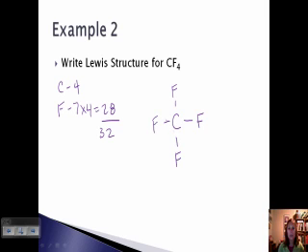Carbon is now sharing 2, 4, 6, 8, so carbon's octet rule is satisfied. Now let's do fluorine. We have 2, 4, 6, 8 on each of the four fluorines. Because remember, none of these are hydrogen, so we want to satisfy the octet rule. Now let's count up how many we used. We have 2, 4, 6, 8, 10, 12, 14, 16, 18, 20, 22, 24, 26, 28, 30, 32. I had 32 available, so I'm good.